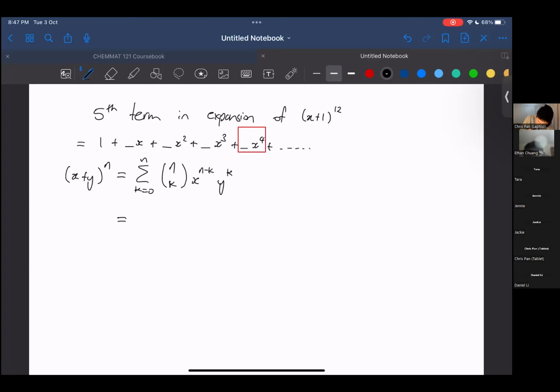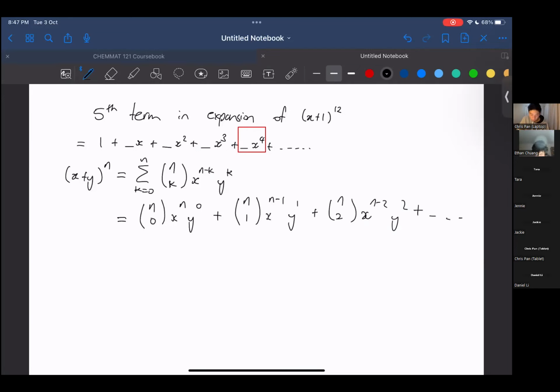So what this is actually saying is it looks something like n choose 0. If you plug in k equals 0, you get this. Then if you plug in k equals 1, you get something like this. And then you just keep going like this, where you plug in k equals 0, you sum it, you plug in k equals 1, you sum it, and then you keep going all the way until you get to n.